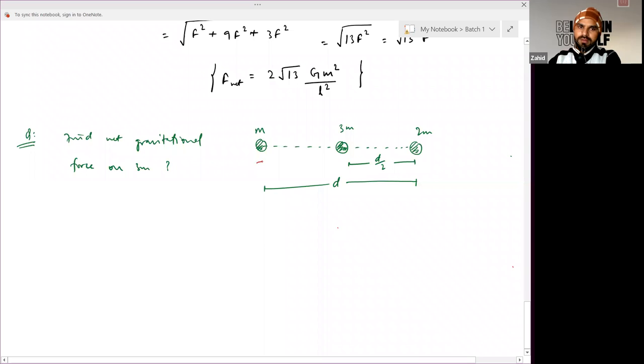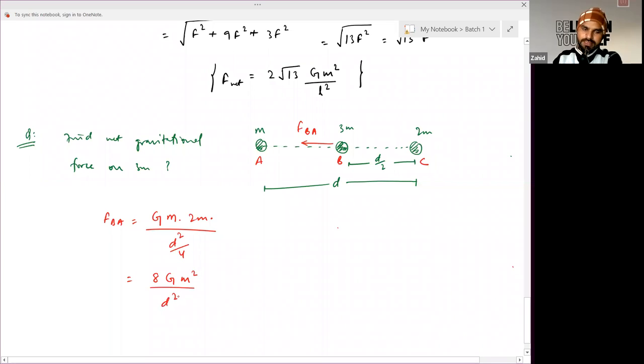Just see, this is A, B, and C. So there will be a force on this B from A, so it will be along this direction. Force on B by A will be equal to G M1 into M2. So M1 is M and M2 is 2M. Separation between these two terms is D by 2, so square of it will be D square by 4. So on rearranging, it will be 8 times gm square by d square.